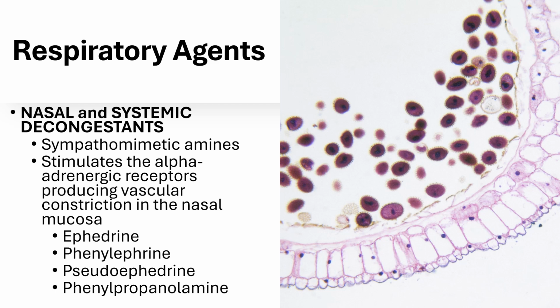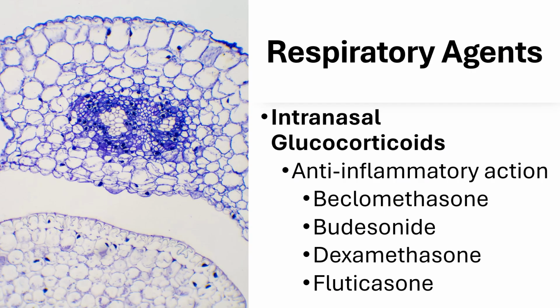Then you have your nasal and systemic decongestants, sympathomimetic amines. They stimulate the alpha-adrenergic receptors, producing vascular constriction in the nasal mucosa, such as your ephedrine, phenylephrine, pseudoephedrine, and phenylpropanolamine. For your intranasal glucocorticoids, you have anti-inflammatory action. Your budesonide and dexamethasone are the most common ones.